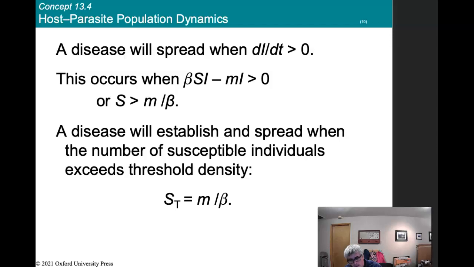Disease will spread when the number that die or recover by transmission is less than the number that it can spread to. One way of thinking about that. Disease will establish and spread when the number of susceptible individuals reaches this threshold. This is the threshold of susceptible individuals, which is the mortality and recovery rate divided by the transmission rate.